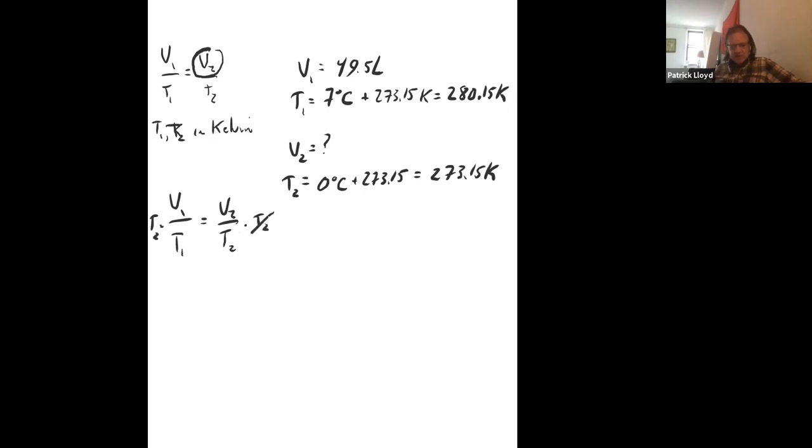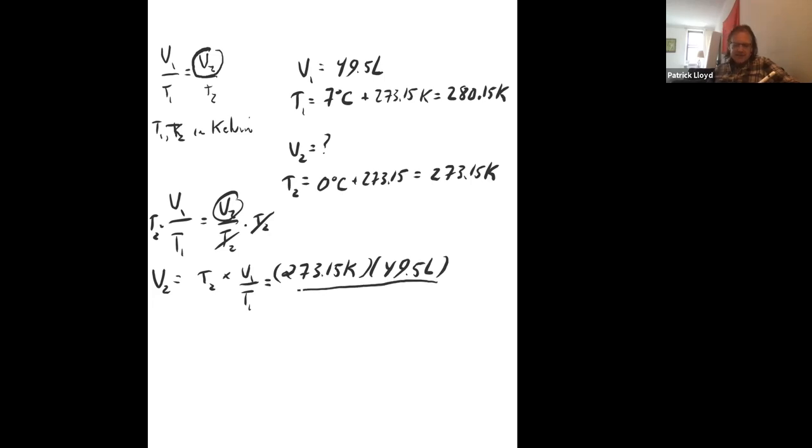And then your T2s are gone over here, and you just have V2. So V2, I'll write it this way. V2 is just equal to T2 times V1 over T1. So T2 is 273.15 Kelvin times V1, which was our 49.5 liters. And then we're going to divide that by T1, which was 280.